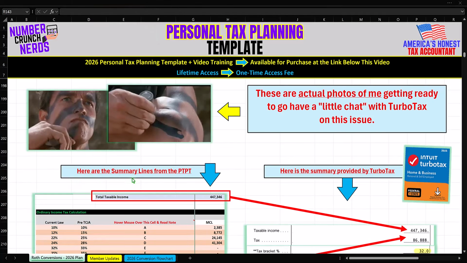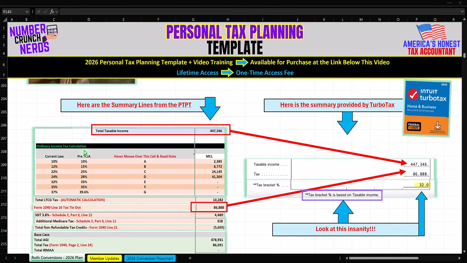Here are the relevant summary lines from the personal tax planning template for this individual. Right here, total taxable income, $447,346. Going down here to the ordinary income tax calculation, you can see that they are being taxed in the 10%, in the 12%, in the 22%, and in the 24% bracket under the current tax law. You can see right here that at the 15% preferential tax rate, they are getting $10,282 of long-term capital gain tax. And you can see right here that the grand total of all the ordinary income tax plus the long-term capital gain tax is $86,888.